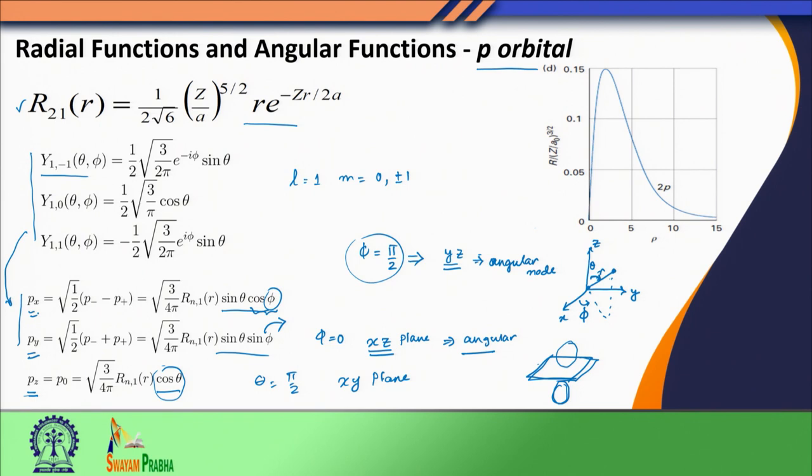So, in today's lecture, we discussed the radial nodes and the angular nodes of hydrogen atom eigenfunctions. We will continue our discussion in the next class.